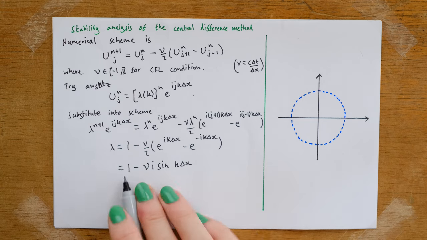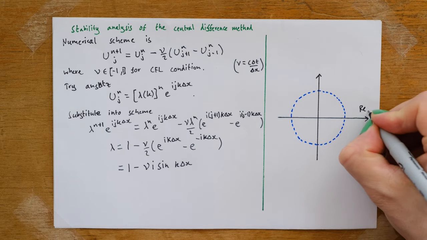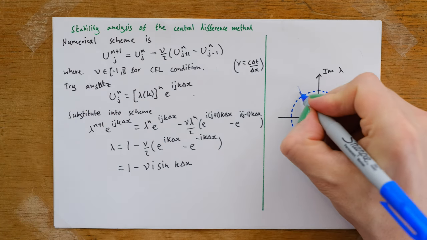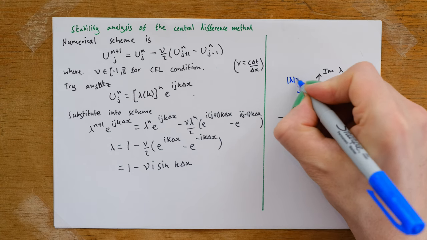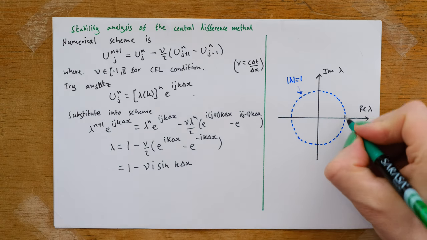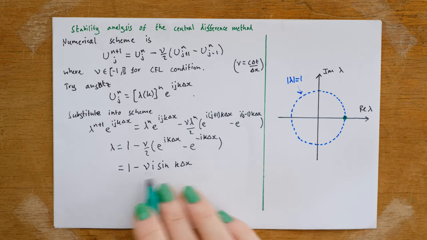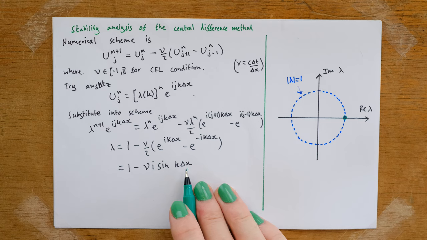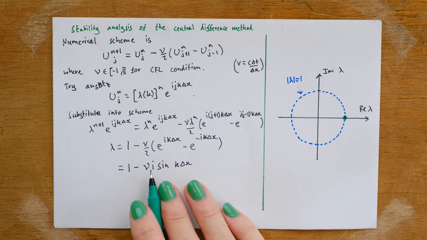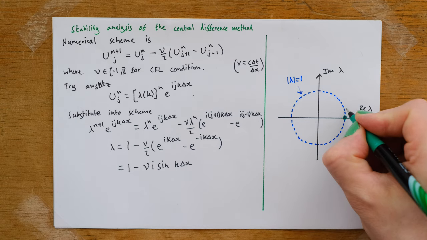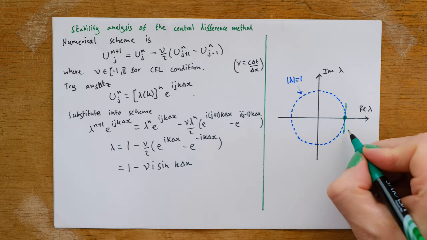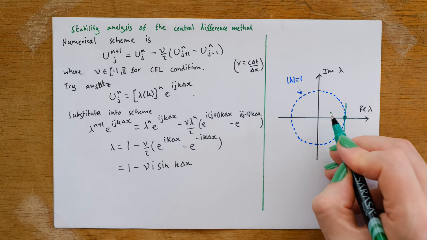So let's now look at this expression in the complex plane. So again, we have the real part of lambda on the x-axis, the imaginary part of lambda on the y-axis, and we have this line here that denotes magnitude of lambda equal 1. And we have two terms here that contribute. We have the 1 that will take us to this position, and then we have an imaginary component of size nu times sine k delta x. And as k varies, these values will be between minus I nu and plus I nu, and therefore our values of lambda will form a line like this. And we see here that these are outside of this stability region.